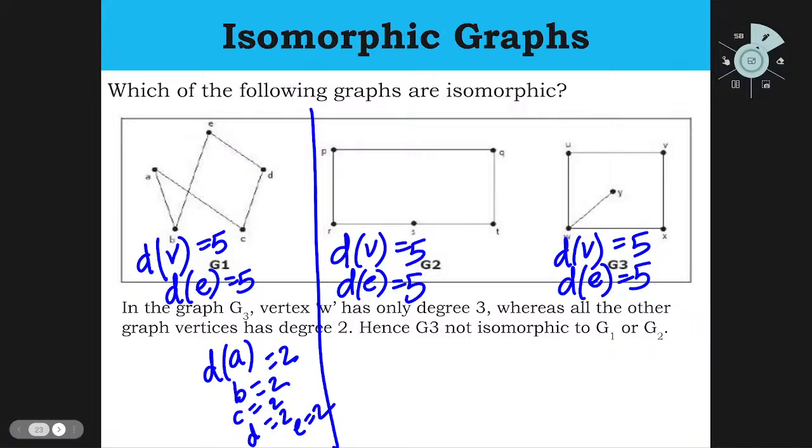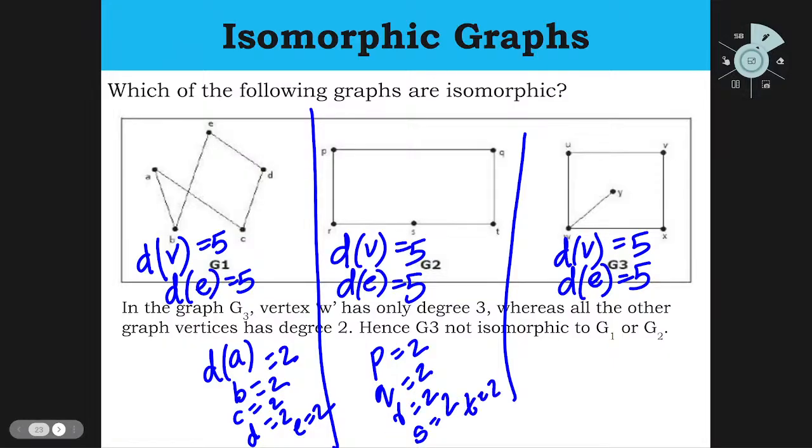Next, here the degree of P is 2, Q is 2, R is 2, S is 2, T is 2. Now coming here, U is 2, V is 2, W is 3, X is 3, Y is 1. So the degrees are changing, right?